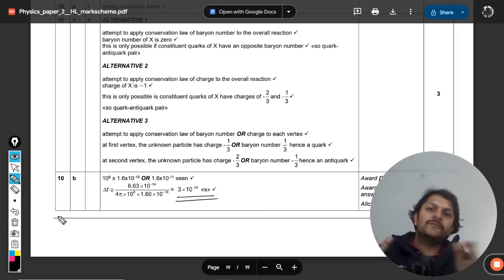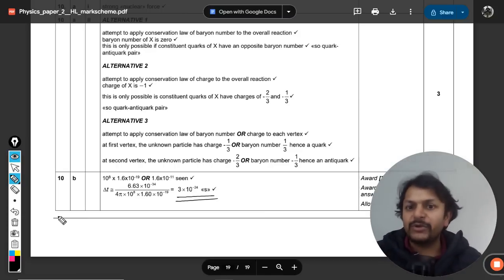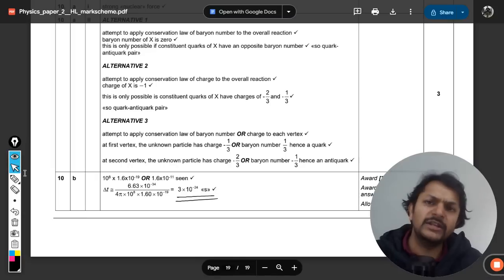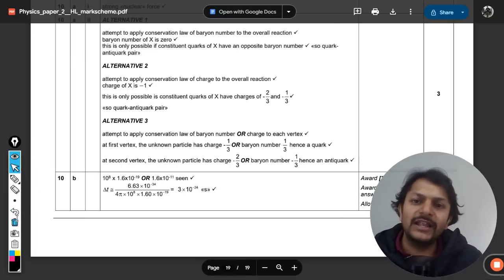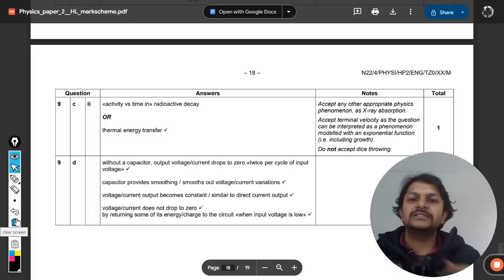So my dear students, we have completed the question paper now, the November 2022, I believe. Yes. So this question paper is over. So later we would be moving to some other question.